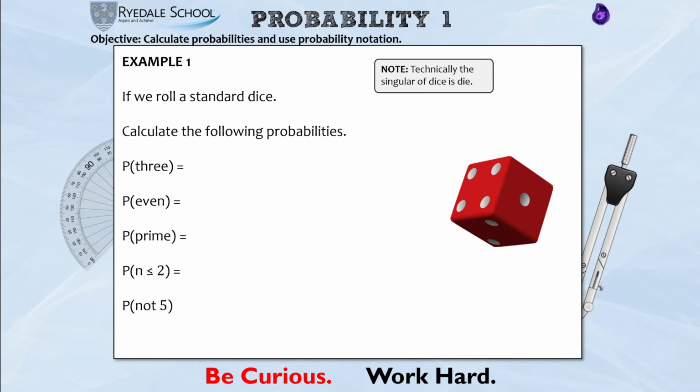Now, let's think about the outcomes on a dice. There's 1, 2, 3, 4, 5, and 6. They are your total outcomes. There are 6 of them. The probability of rolling a 3 is just 1 out of those 6. And I'm going to write it as a fraction, 1/6. Funnily, if you wrote 1 out of 6 in words in an exam, that would get marked wrong. So make sure fractions, decimals, or percentages.